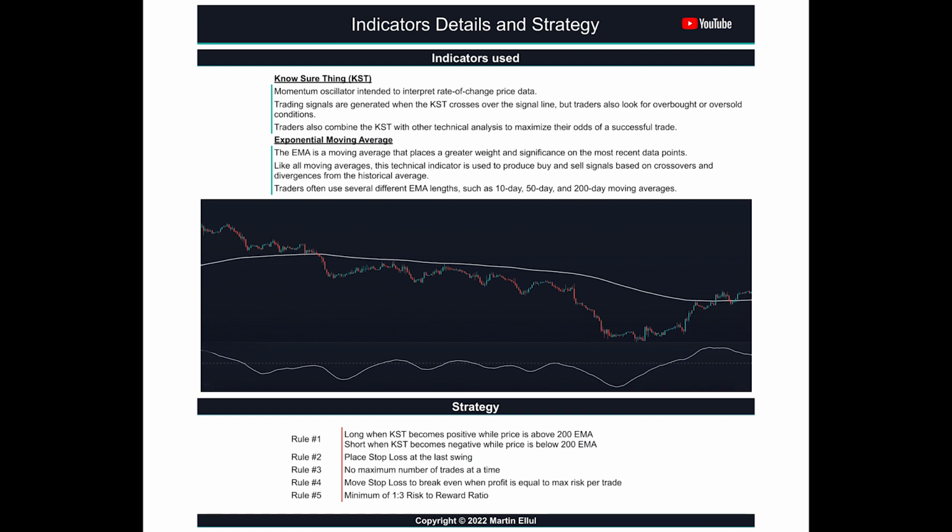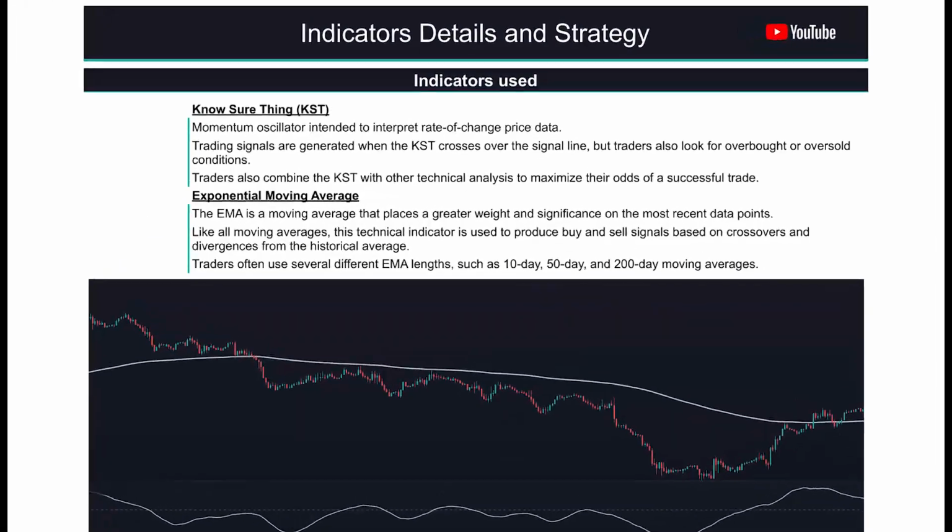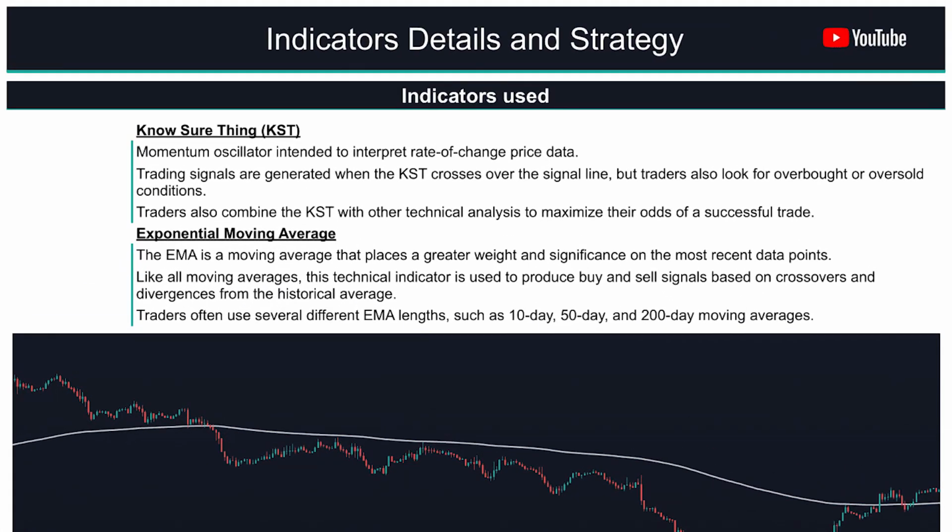Today I have another trading strategy which I'm going to backtest for you over 100 trades. I will tell you about the indicators we're going to be using, show you a few examples, and then perform the 100 trade backtest. So this strategy involves two trading indicators, the exponential moving average and the KST.